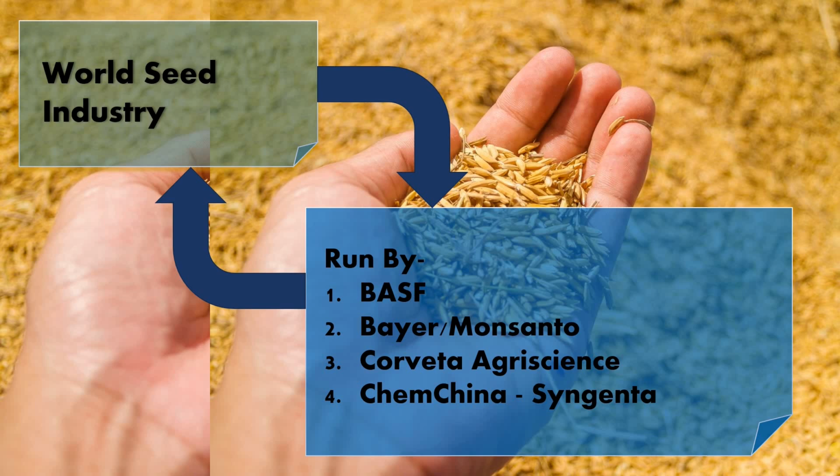Look at the irony. Now the seed industry. These organizations or invisible hands want to control the world seed industry. The world seed industry is being controlled by four organizations. Look at the names of the four organizations. The first is BASF, second is Bayer. Previously it was Monsanto. Monsanto was bought by Bayer, then Corteva, Agrisense, and then ChemChina. ChemChina is a Chinese state-sponsored company.